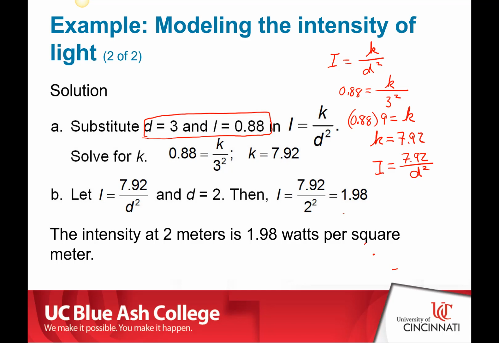Okay, so once you have your constant, you're set to go. What was the distance we were going to work with on this one? 2 meters. So the intensity here is going to be the 7.92 divided by the 2 squared. And when you work that out, it works out to be 1.98 watts per square meter. Is that number bigger than what we had at 3 meters? Yeah. Which is what was expected. The closer you get, the brighter or more intense the light appears.